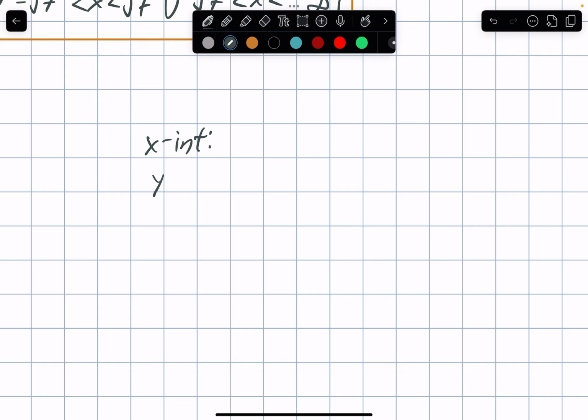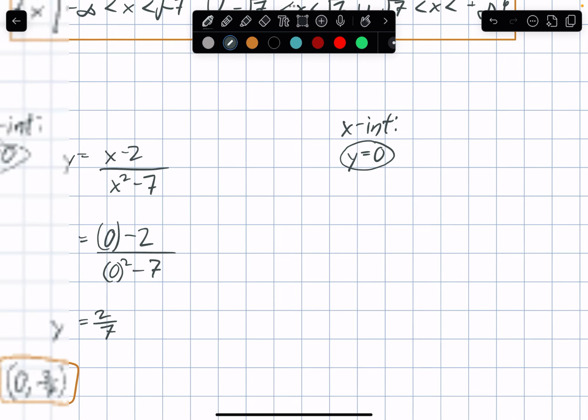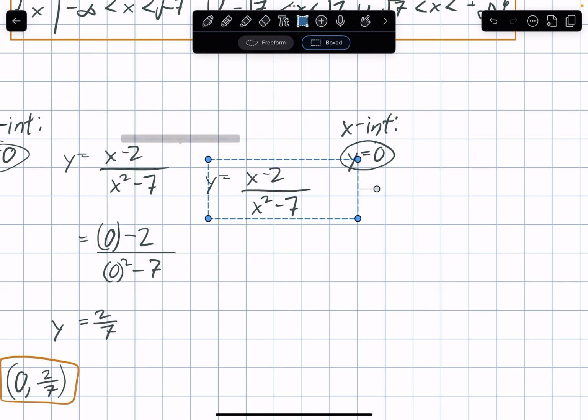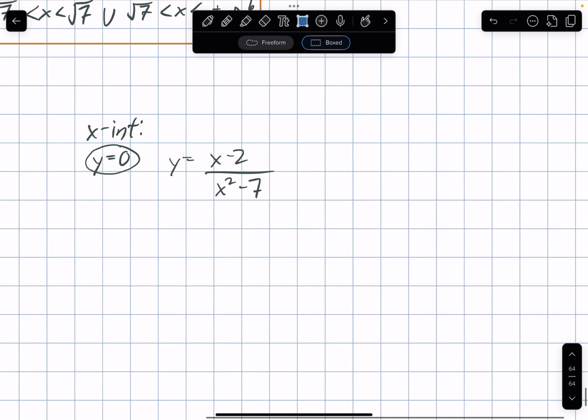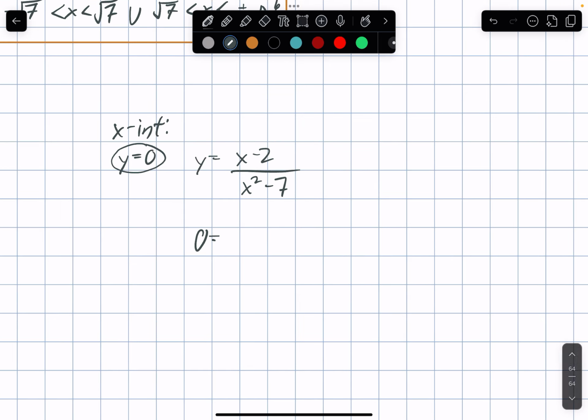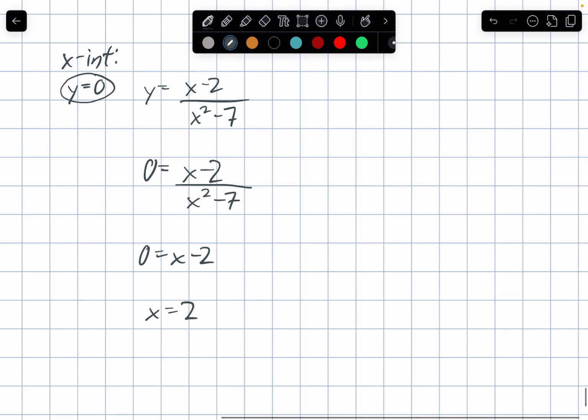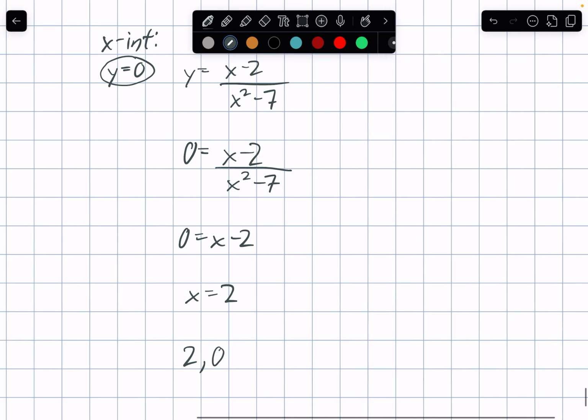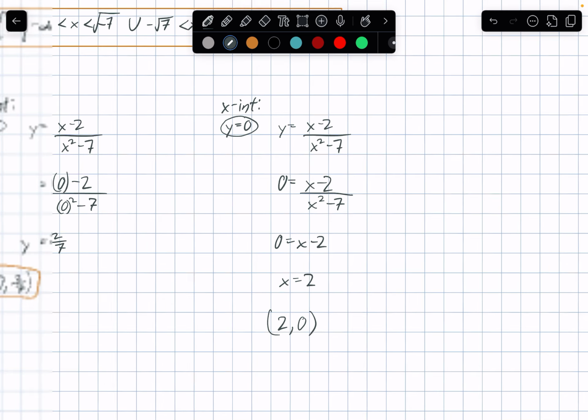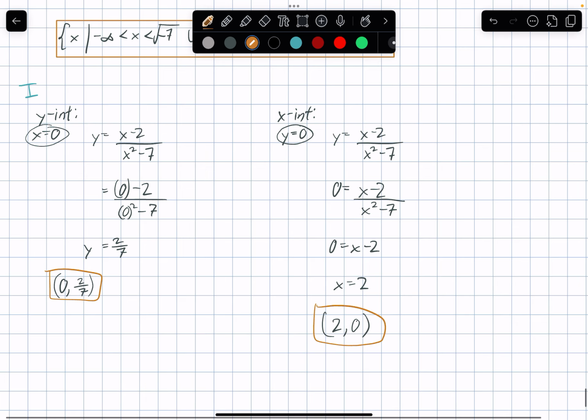For our x-intercept, we'll assume that y is equal to 0. Using the same function, we substitute y as 0. Then we solve for x. When we multiply both sides by x squared minus 7, we have this, then x is equal to 2. So we have the coordinate (2, 0) for our x-intercept.